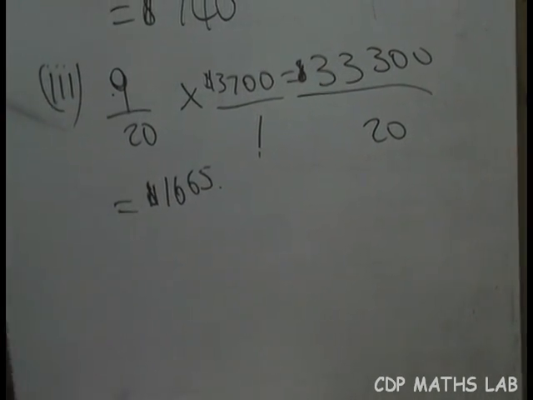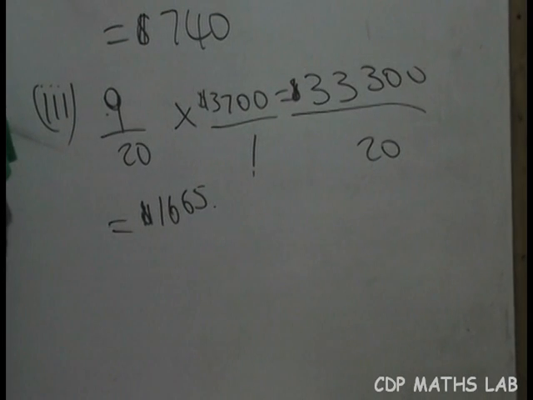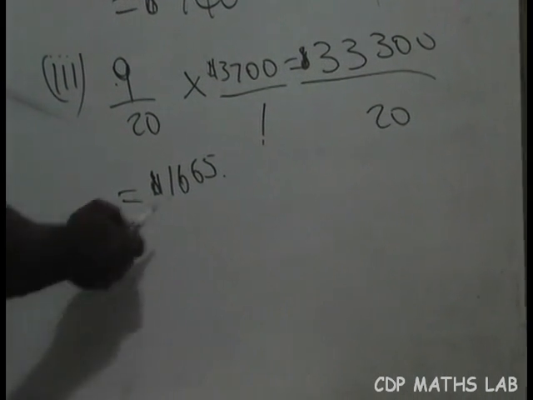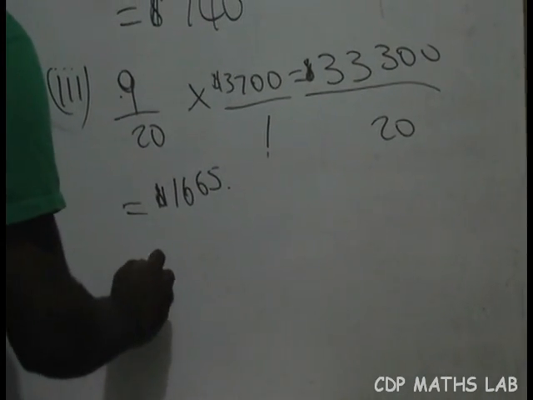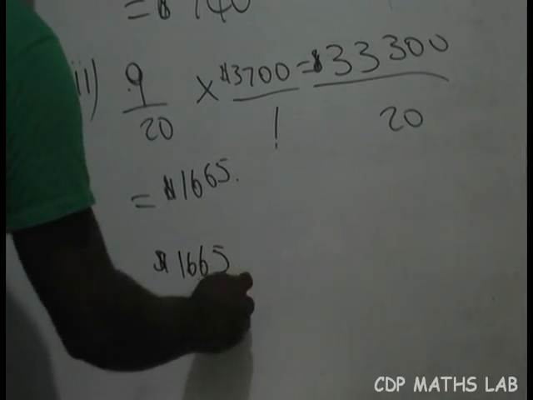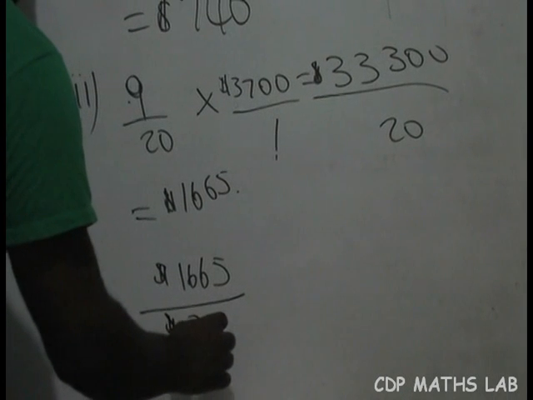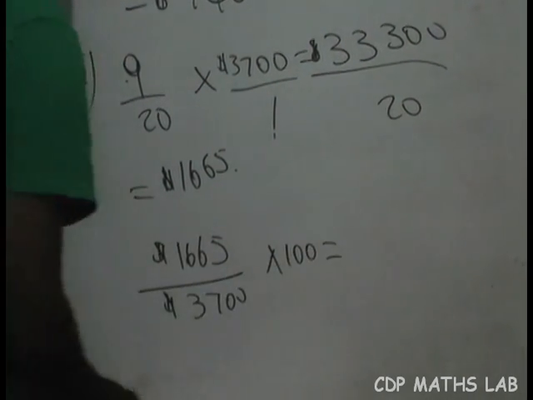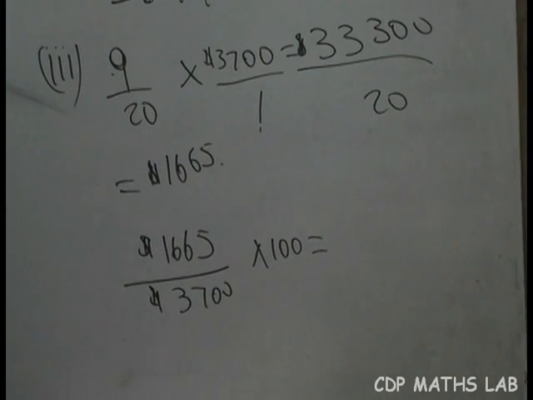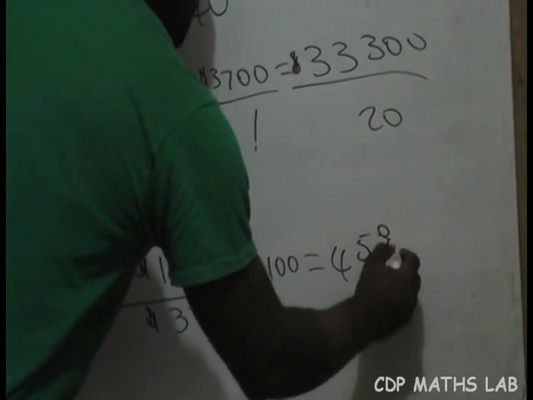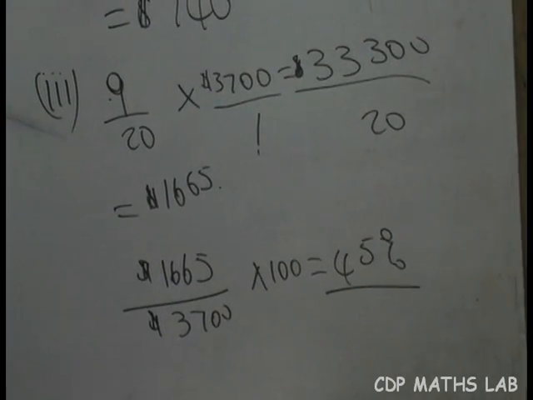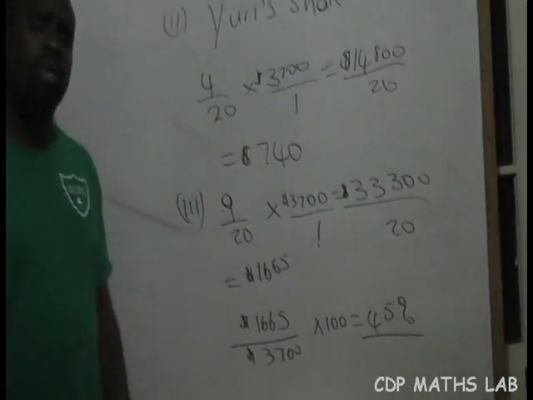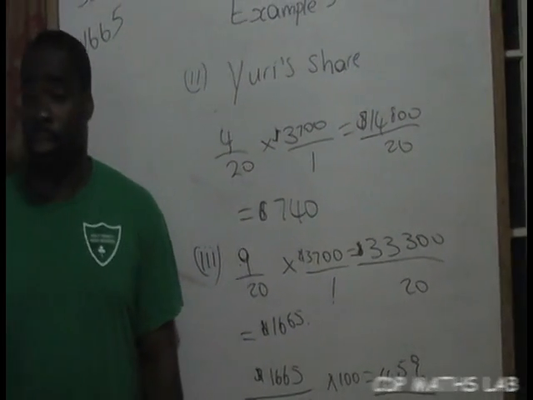But that's not the answer yet. But this is Marya's share. Now to find the percentage of the total amount that Marya receives, you simply have to put Marya's share over the total amount, just $3,700, and multiply that by 100, and then you get your answer. And the answer is simple, 45%. Now we're going to do a little bit more about percentage in the next part of the lesson. So I'm going to ask you now, make up a question based on this, and then state the percentages.